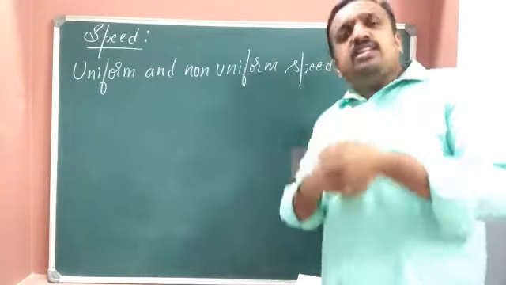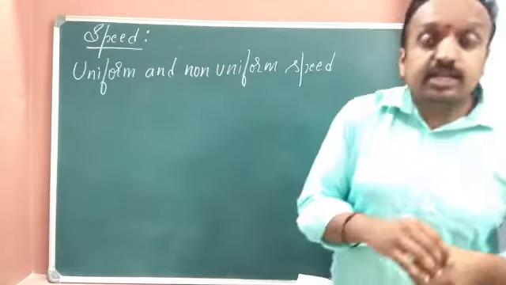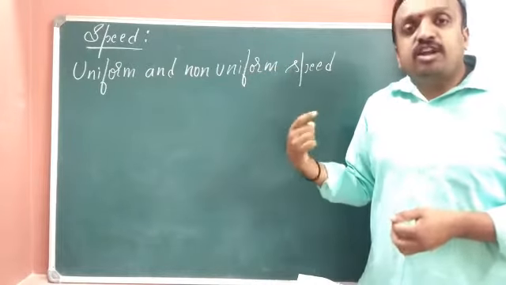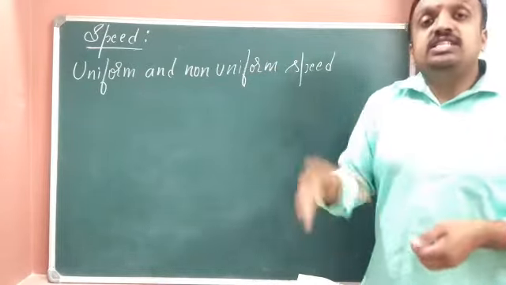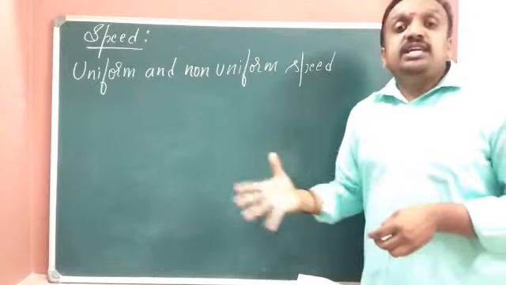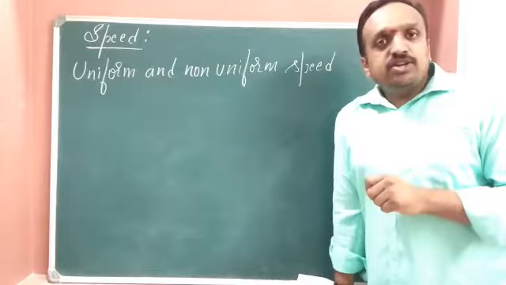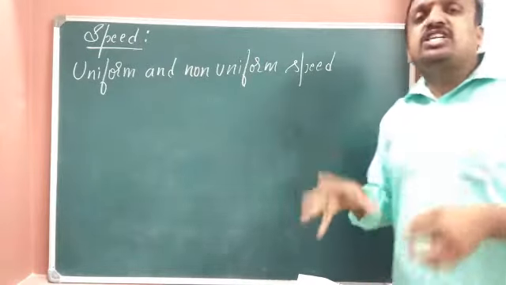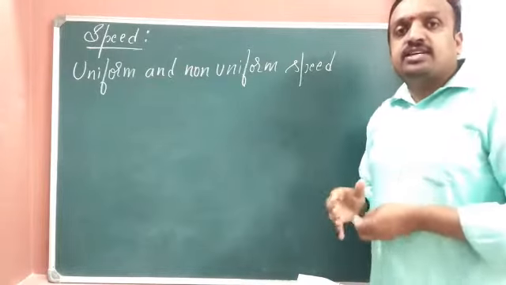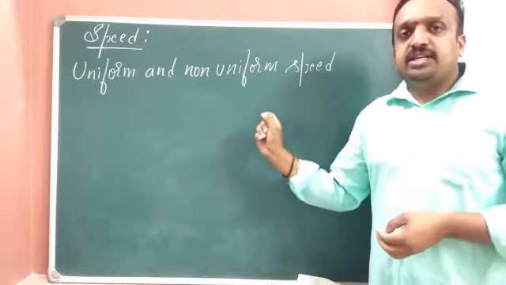If the distance keeps on changing with respect to time, that is, if the object is covering unequal distance in unequal intervals of time, that speed is said to be non-uniform speed. For example, a vehicle moving in a crowded area or in traffic. There we can observe non-uniform speed.